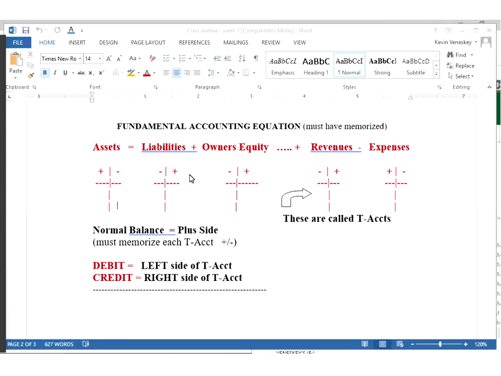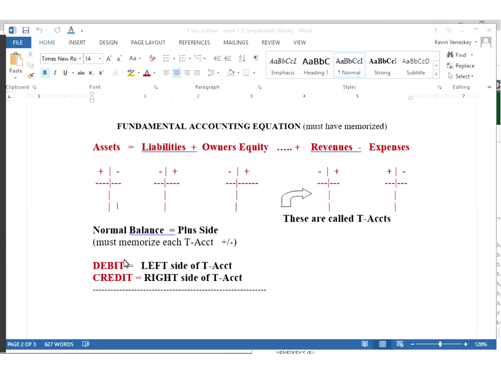We're going to go through those in just a few minutes. But one of the things you have got to memorize, somehow write this down in your notes, is that this side, the assets, and the very other side, the expenses, they look the same. They have plus minus, plus minus. Everything in the middle is minus plus. It's something you have to have memorized for this course.